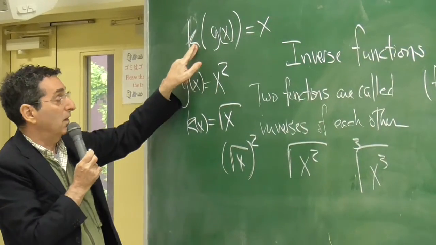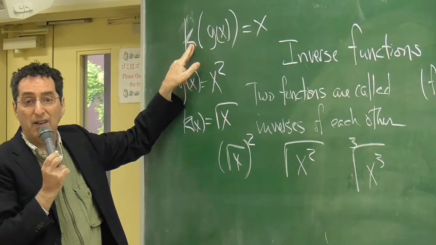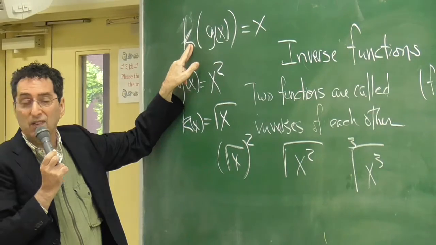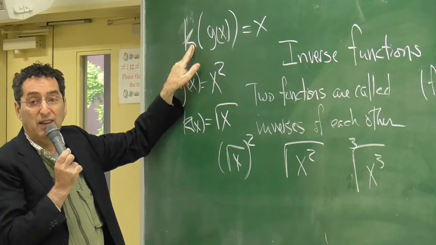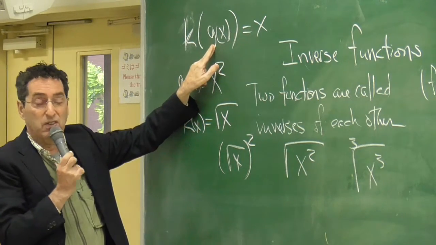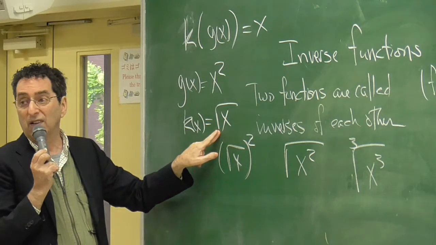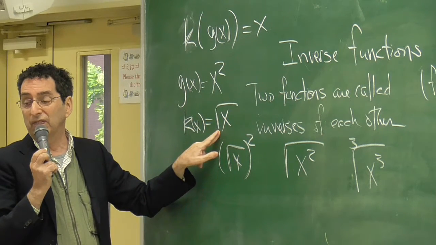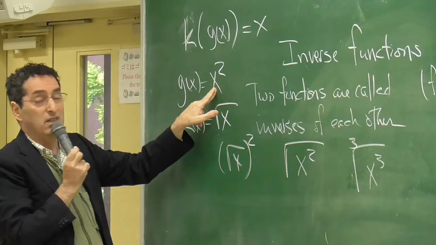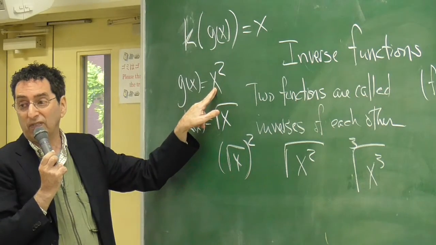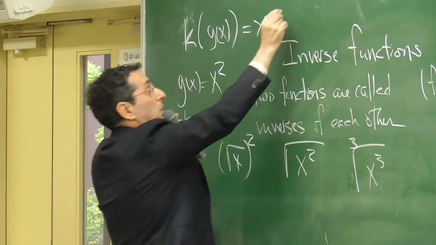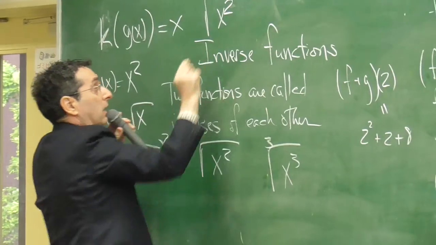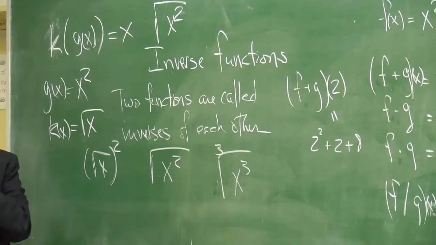Right? The outside function, we talk about this as the outside function. So the outside function is k, and the inside function is g. So the outside function is square root, and the inside function is squaring. Okay? So if you do the square root of squaring, you get x.